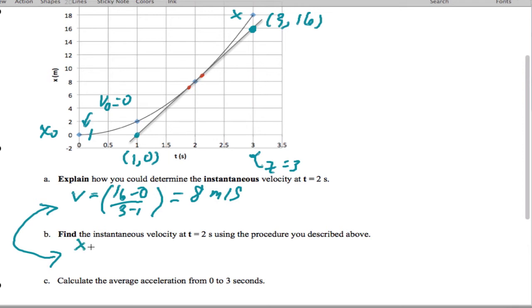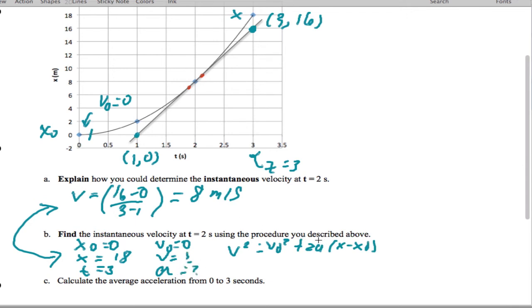So let's write all that down using the recipe. So x naught is 0, x is 18, t is 3. V naught is 0. I don't know V final, and I don't know a. So let's see. V squared equals V naught squared plus 2a times x minus x naught. When I look, I'm missing a and V, so that one's not going to work. So let's try x equals 1/2 a t squared plus V naught t plus x naught and see what happens.